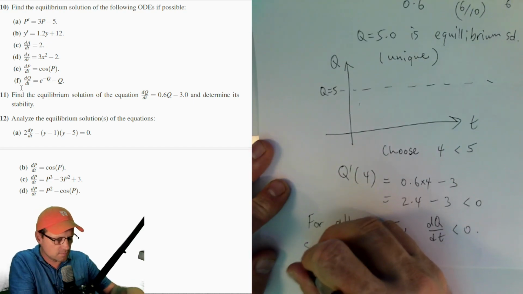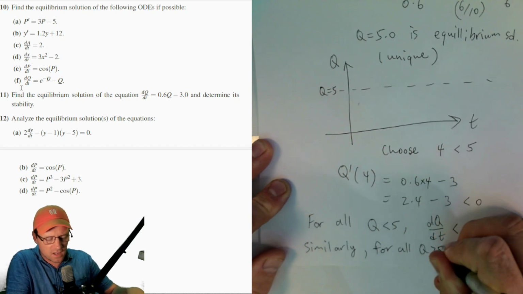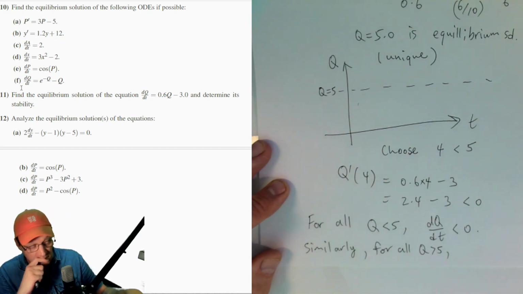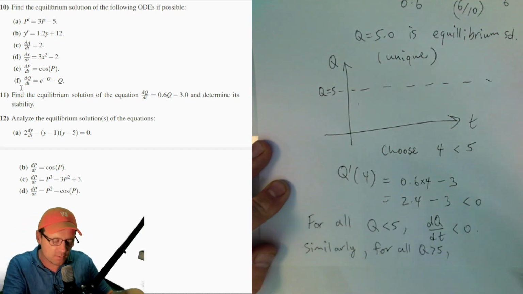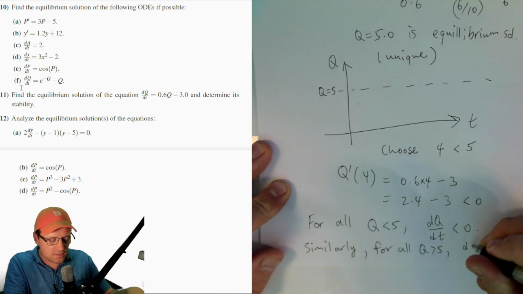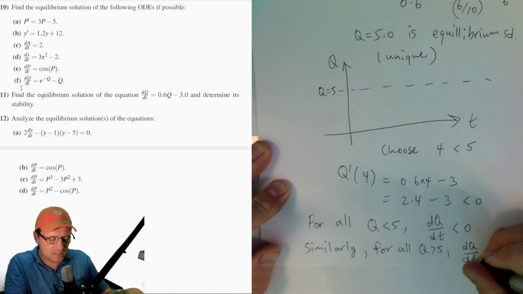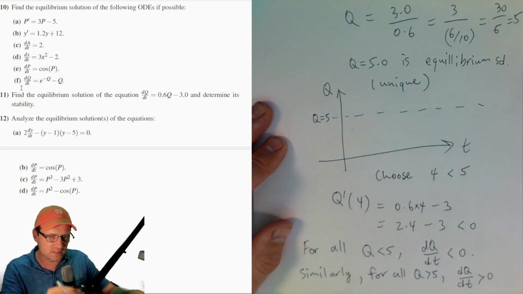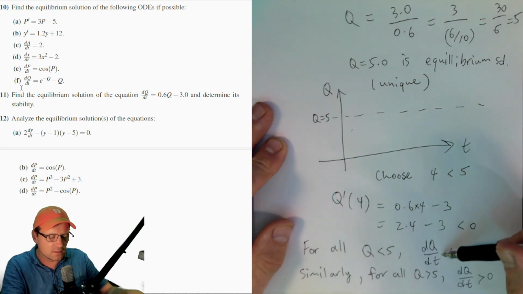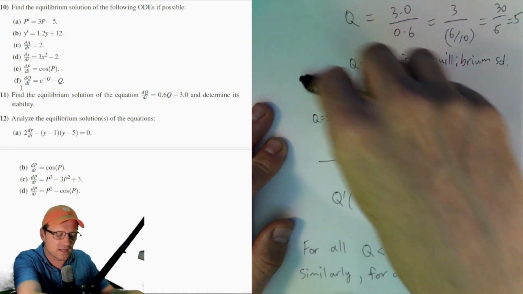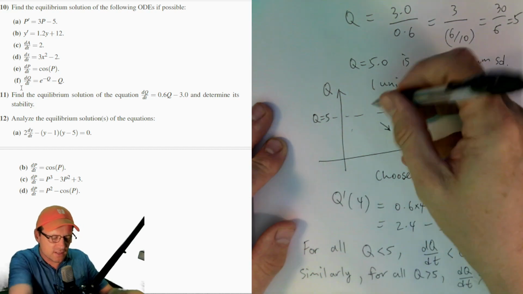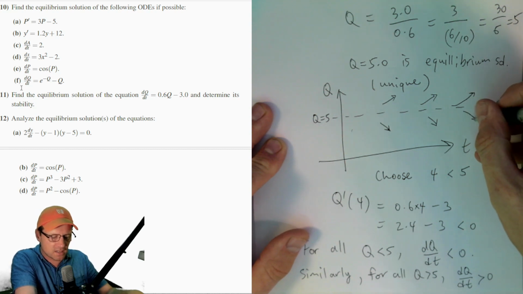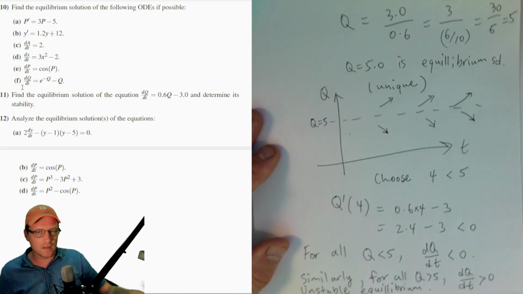Okay, and similarly, for all q greater than 5, and to decide this, you can just choose 6, which is greater than 5, sub it in here. You get 3.6 minus 3, which is positive, okay, which gives you an idea of what's going on in general. So in this case, when q is greater than 5, dq on dt is positive. Okay, so then I come up to my diagram and I draw a picture of this situation. So if we have negative slope, well, that looks like this. And when we have positive slope, that looks like this. So this is unstable because trajectories are tending away from that equilibrium solution. So that's an unstable equilibrium.